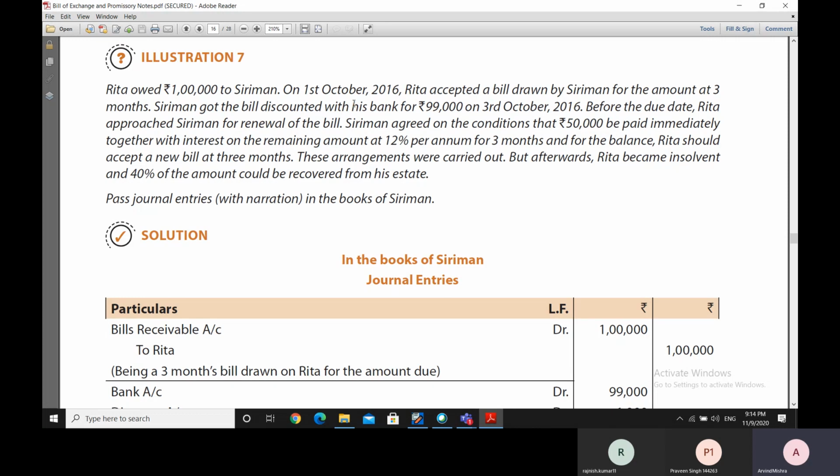These arrangements were carried out, but afterwards Rita has become insolvent, and 40% of the amount could be recovered from Rita's estate. So we have to pass the journal entries with narration in the books of Siriman. We have to remember that these are the books of Siriman, and all the entries have to be made in the books of Siriman.